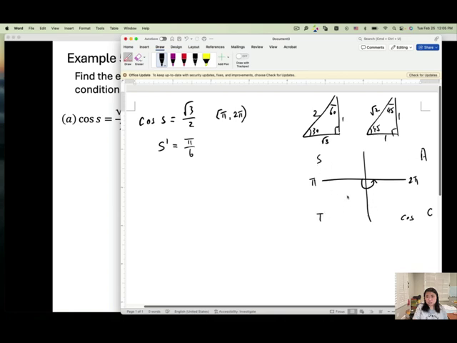CAST. So for these two quadrants, cosine will be positive in quadrant 4. And now we find the reference angle, which is going to be pi over 6. So reference angle here, pi over 6. Now we're going to write it down. The angle S will be 2 pi minus the reference angle. Get the same denominator. So we do have 11 pi over 6.